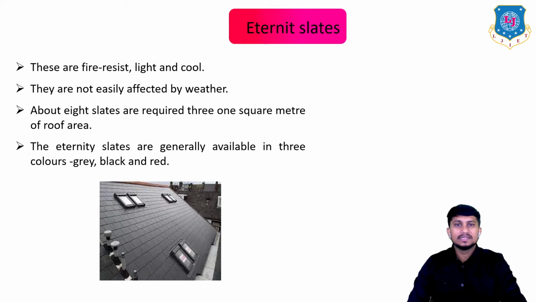Next type of roof covering is Eternit slats. These are fire resistant, light and cool. They are not easily affected by the weather. About 8 slats are required for 1 square meter of roof area. The Eternit slats are generally available in three colors: gray, black, and red.